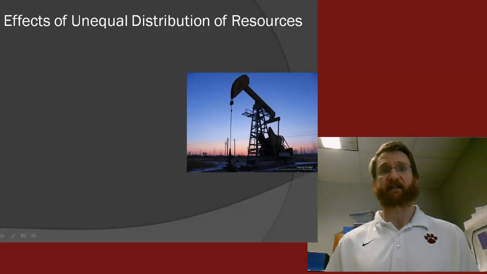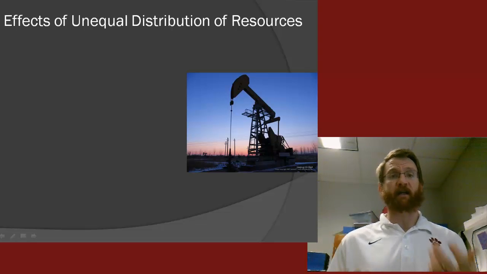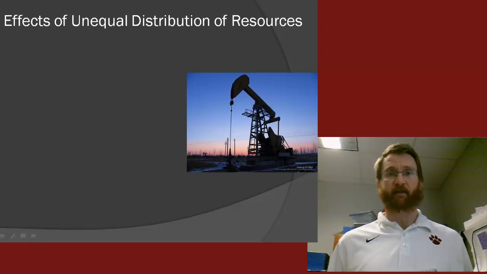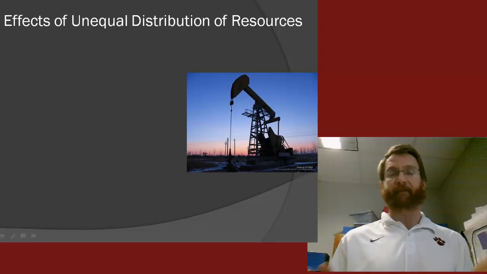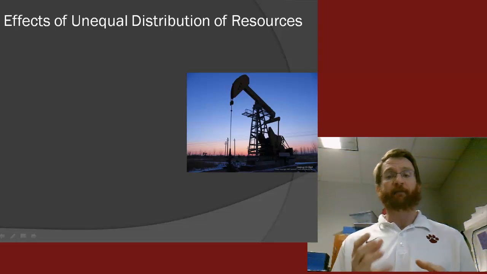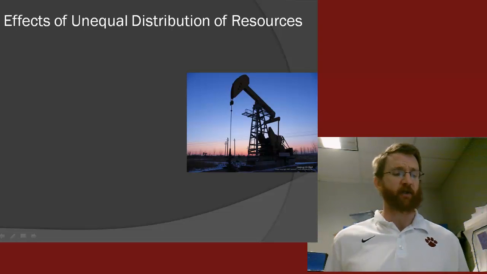Yesterday, or in the last lesson, we talked about economic unions just briefly, and today we're going to focus on the effects of the unequal distribution of resources throughout the world. Now, the obvious effect here is that we've got to trade, but we're going to talk about some specific examples of why we trade or how we trade and how this affects countries throughout the world.